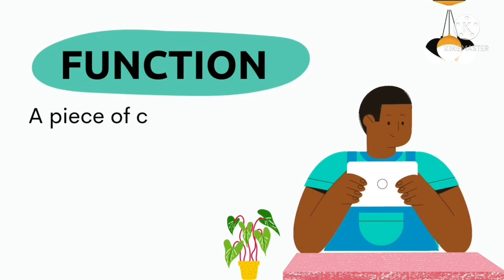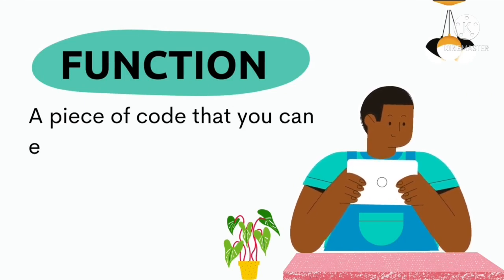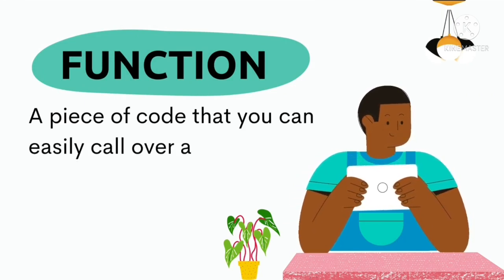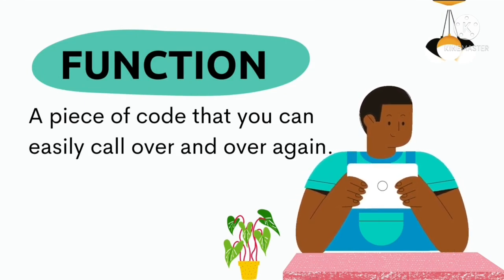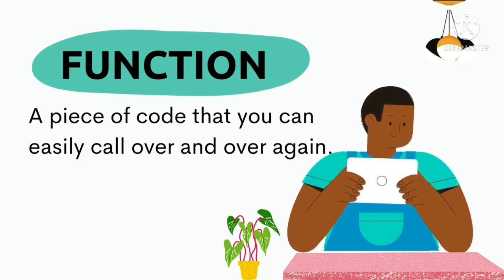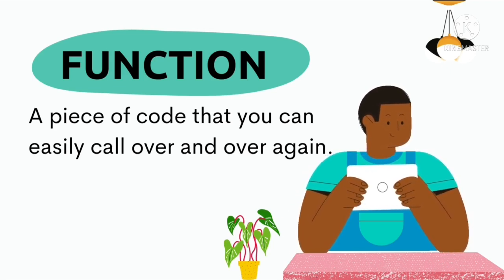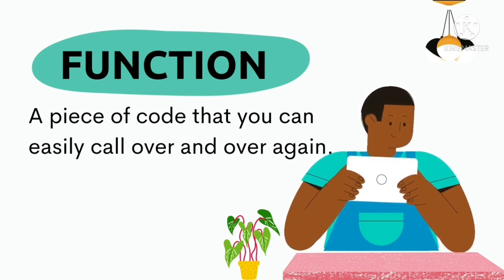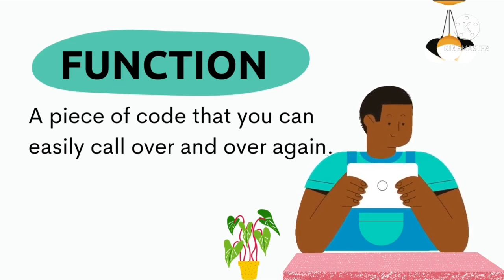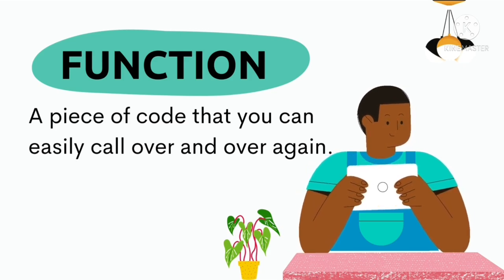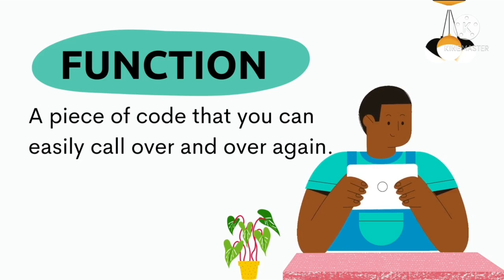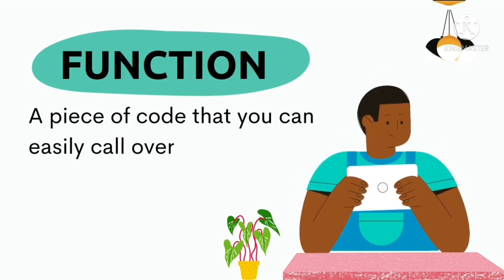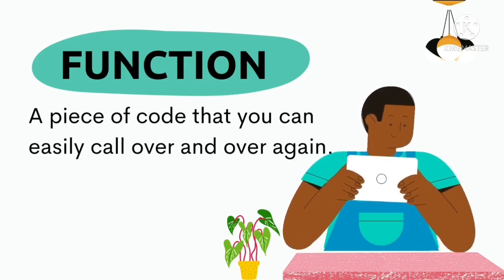In our previous lesson, we discussed the meaning of function. Do you still remember the meaning of function? Function is a piece of code that you can easily call over and over again. Functions are simply a chunk of code that has a name. Once defined, you can use that name over and over in your program to tell the computer to run the chunk of code that you assigned to it.